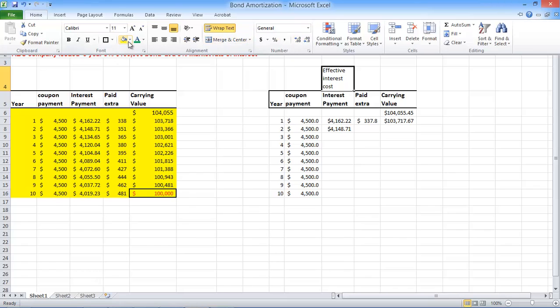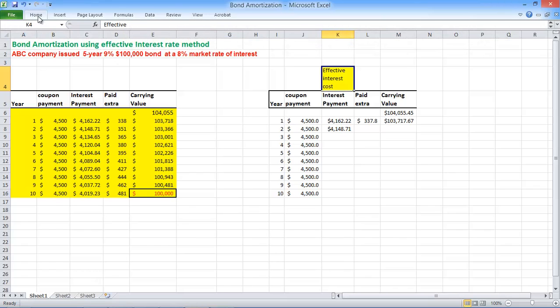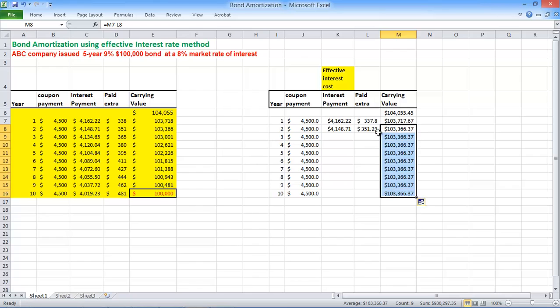I'll highlight this. This is the most important part. If you didn't get this, you are in trouble. So this is what you have to understand. Once again, we are paying 4,500, but our interest bill is only 4,148. So we paid extra. So here we have this minus this. Now our carrying value is going to go down because we only owe this.